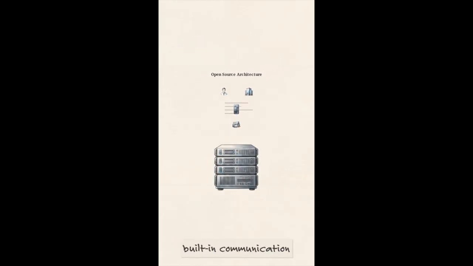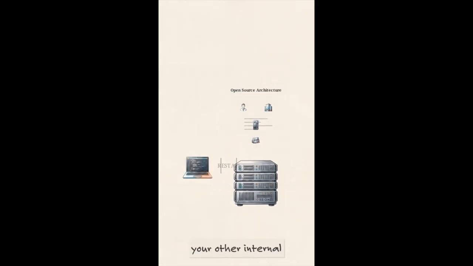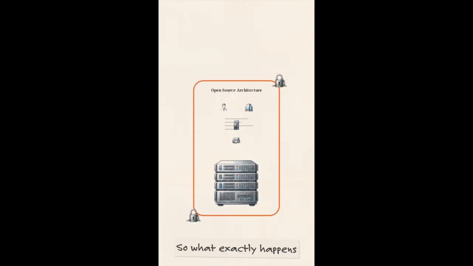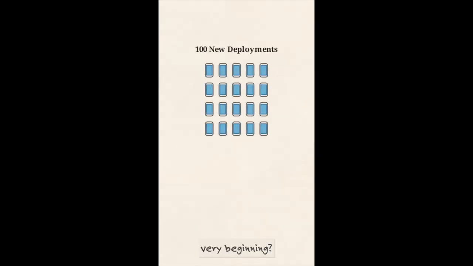And it includes a built-in communication channel that lets your other internal software automatically update the inventory, a feature known as a REST API. This self-hosted environment protects your data with baked-in security, wrapping the system in two-factor authentication and encryption. So what exactly happens to those 100 new iPhones we needed to deploy at the very beginning? They are all securely tracked, updated automatically, and managed on your own servers, without costing a dime in software fees.